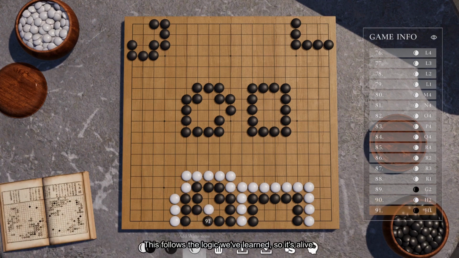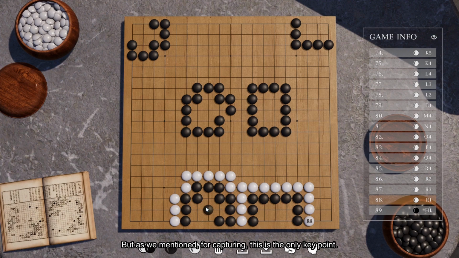This follows the logic we've learned, so it is alive. Similarly, if black plays here, it is also alive. But as we mentioned, for capturing, this is the only key point. Okay, the rabbit 6 is clear now.